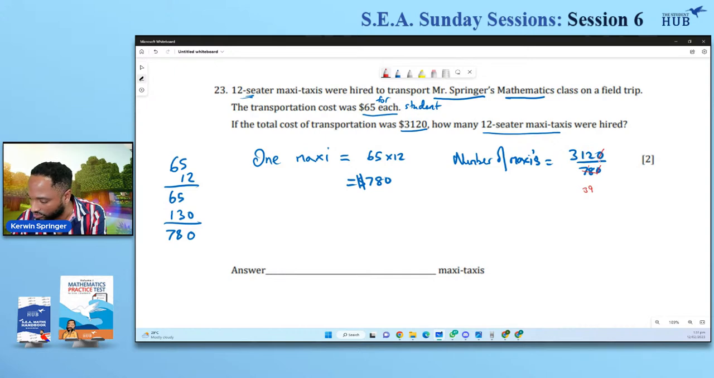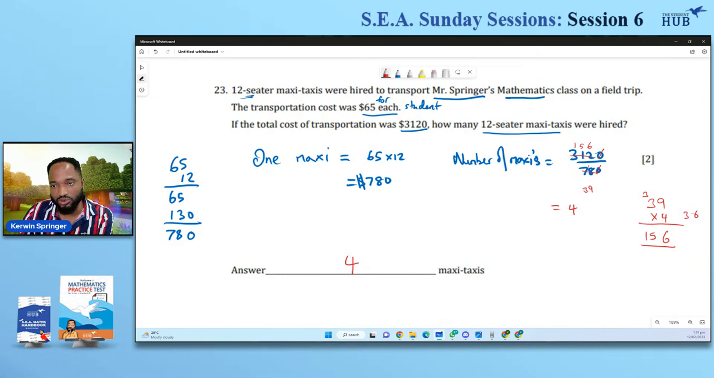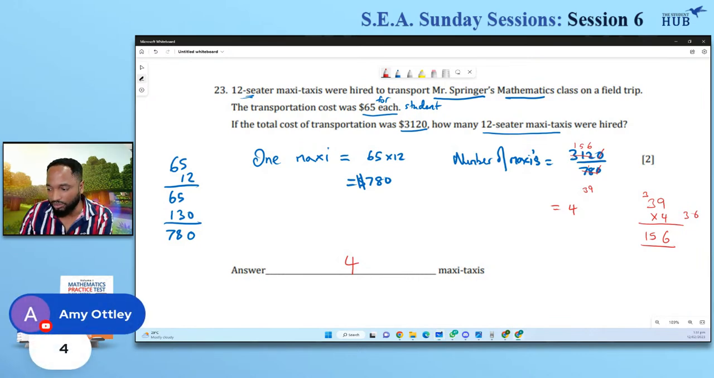And then what did I divide by 2? 2 can go into this 1, then 5, then 6. Is it 39 by 4 gives us 156? I think so. Let's just double check. 39 times 4. 4 nines are 36. Carry the 3. 4 threes are 12. Plus, yeah, 156, 39. So it's 4 maxi taxis. Which is what a lot of people were saying. So you all believed that it was 65 for each student.